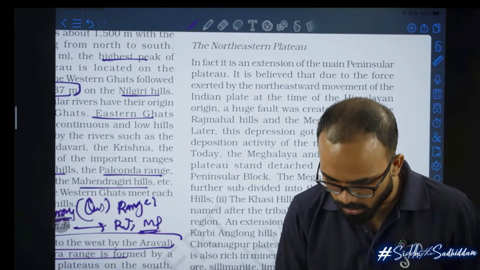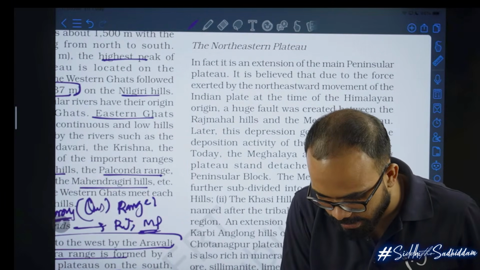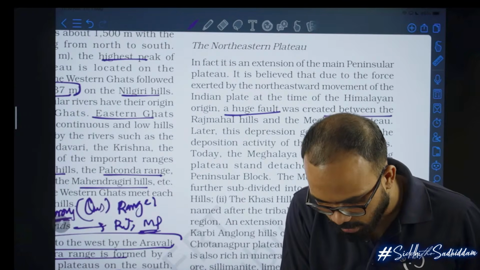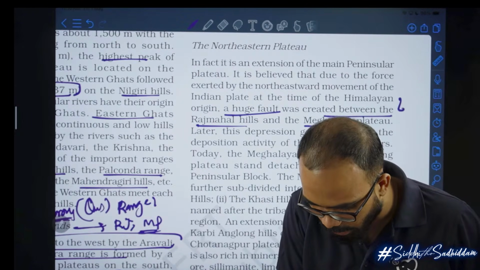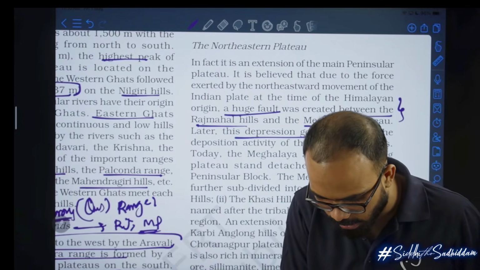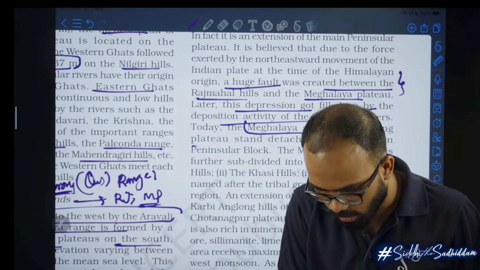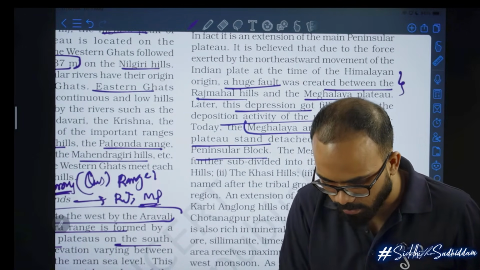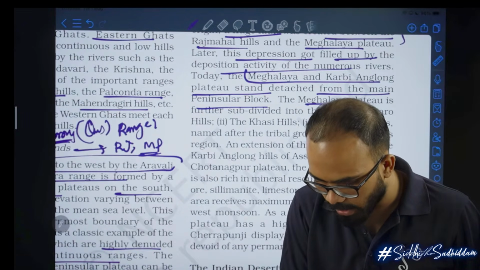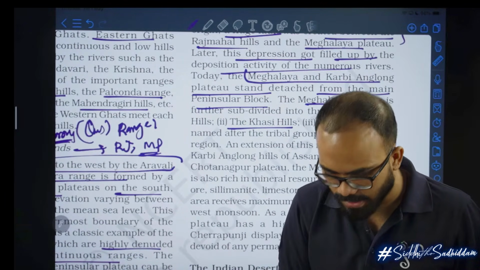Northeastern Plateau. Northeastern Plateau is created because of the faulting between Rajmahal Hills and Meghalaya Plateau, and then the depression got created completely because of various rivers. So Meghalaya and Karbi Anglong Plateau are detached from the main peninsular block. Meghalaya Plateau has got 3 hills, Garo, Khasi, Jaintia Hills.